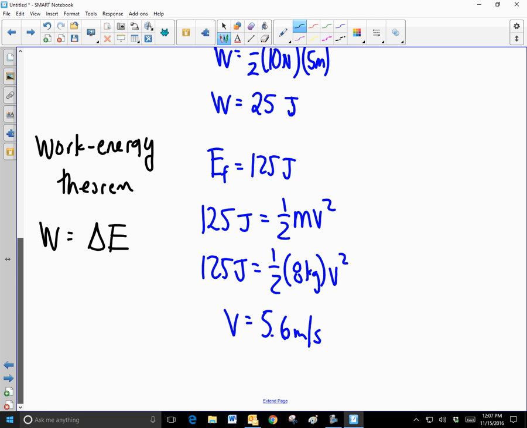This is general energy, though. It can be any type of energy. The first problem we did in this chapter, we raised something up, so we changed its potential energy. In this case, we're changing its kinetic energy. We could change both at the same time. We could change its spring energy. We could change its rotational energy. This is any type of energy change.